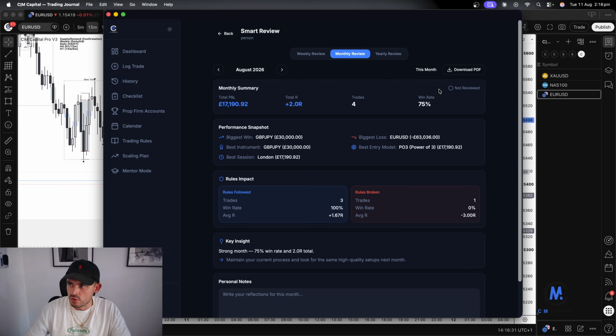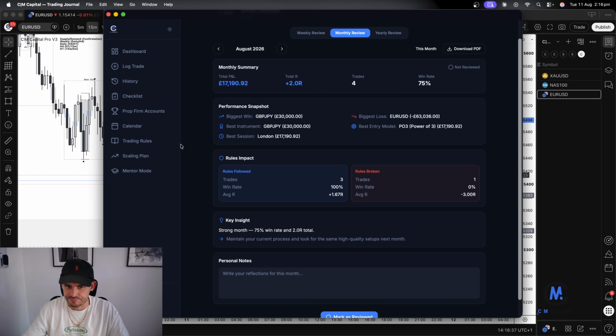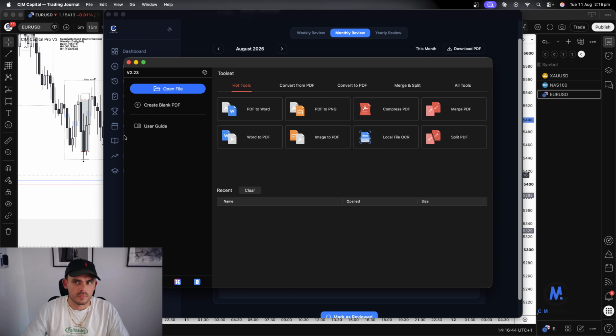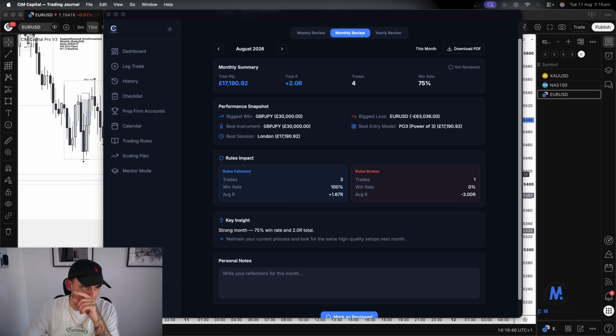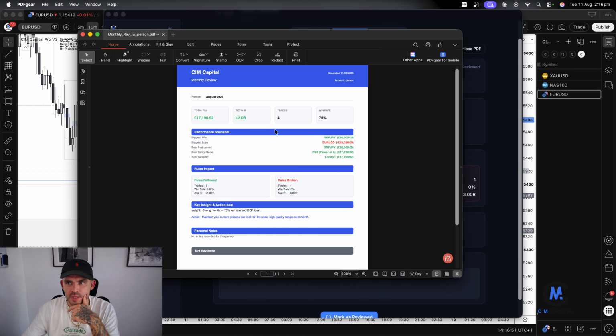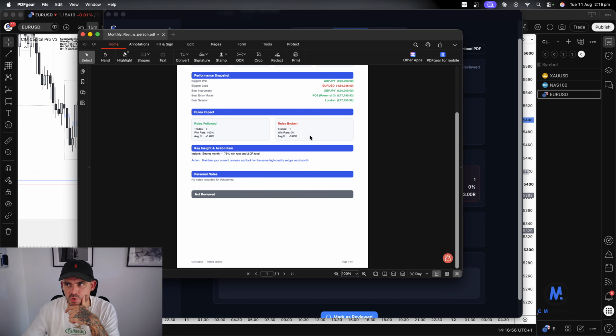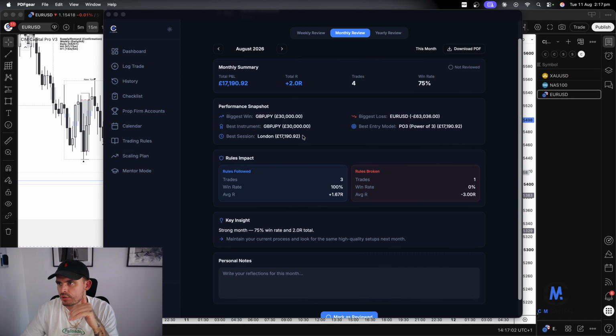Monthly review is really good because you can come in here, it just basically puts all your data together and you can download the PDF. So if I come over here and open it up, here we go, open it up, and basically it will download it all in a very clean PDF file, and you can keep a hold of that and then see what you've done for the month or the year or the week, which is sick. So yeah, you can do that.